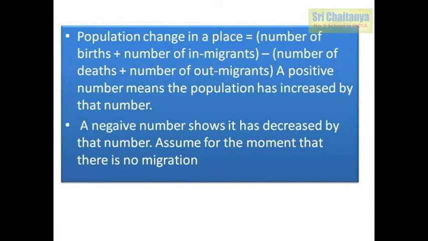Population change in a place is equal to number of births plus number of in-migrants minus number of deaths plus number of out-migrants. A positive number means the population has increased by that number. A negative number shows it has decreased by that number. Assume for the moment that there is no migration.